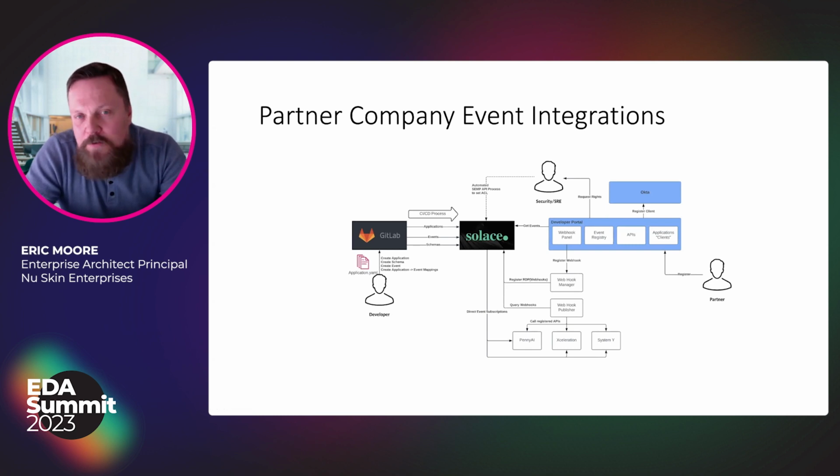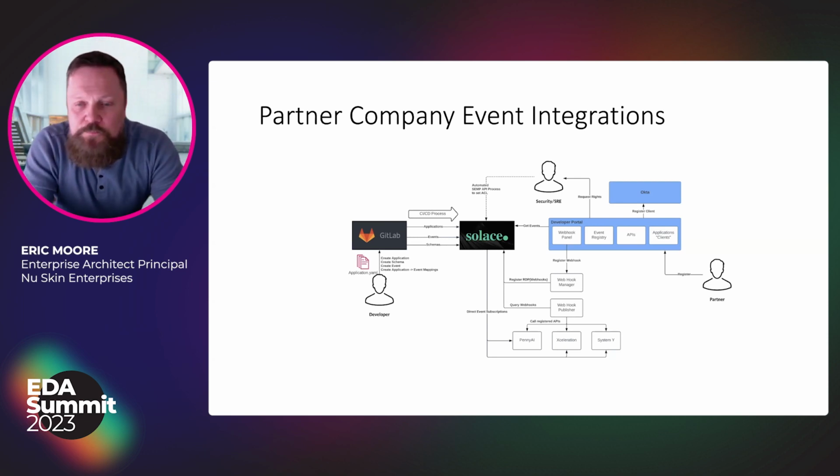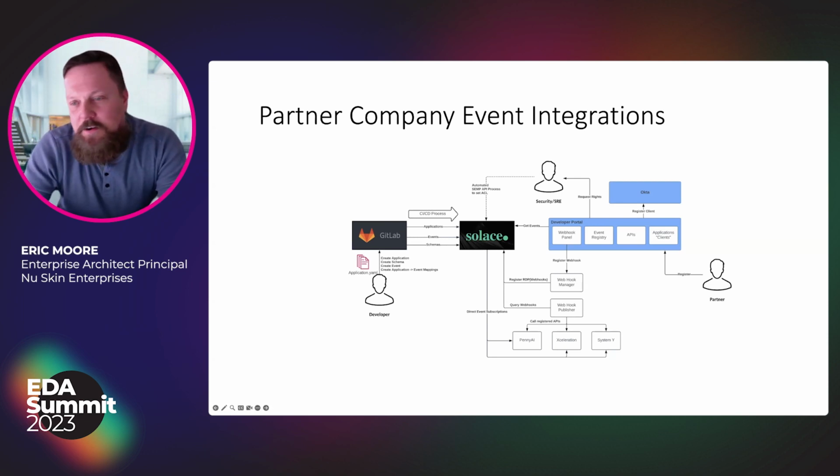We have a lot of partner companies that come and talk to us. For example, here's a couple. We partner with a company called Penny AI and a company called Acceleration. And the idea here is that the partner comes to the developer portal, registers in our Okta IDP, and then they can request rights to see certain events. And of course, this will go through our SRE and security office, which then automatically can use the SEMP APIs to grant rights to a particular partner.